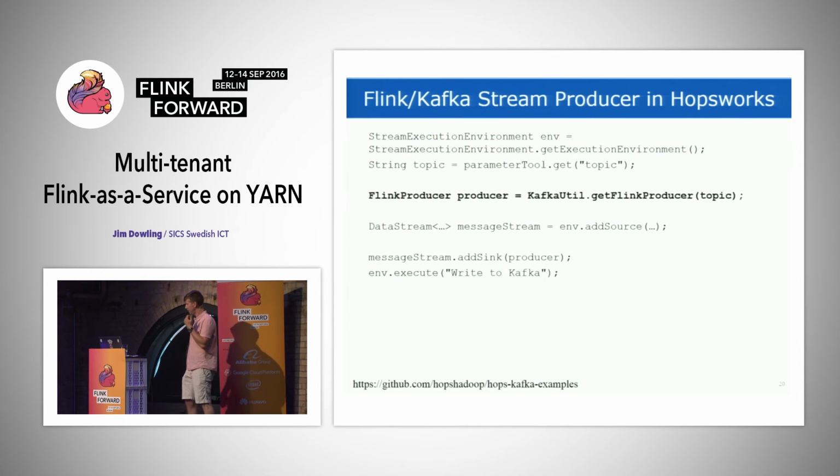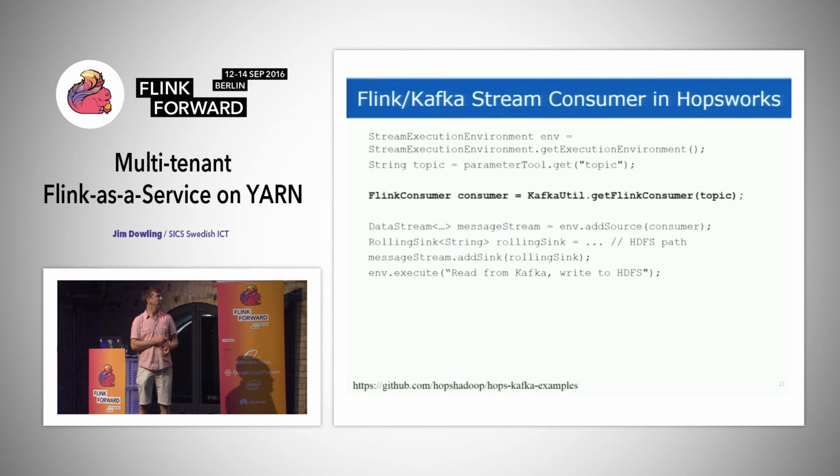The Kafka util is a utility we've written. It's up on GitHub, and you can use it just to get back your producer. And with your producer, you can then write to it. So it makes the code much nicer and cleaner for application developers. It's the same for consumers. You just call Kafka util get Flink consumer, and we do something similar for Spark, if you're interested.